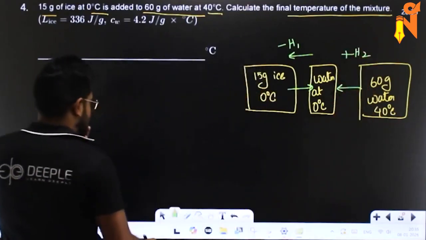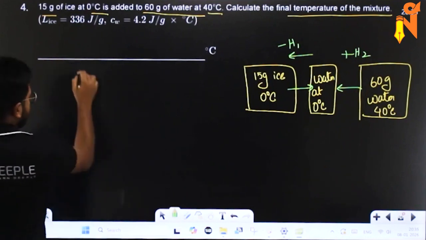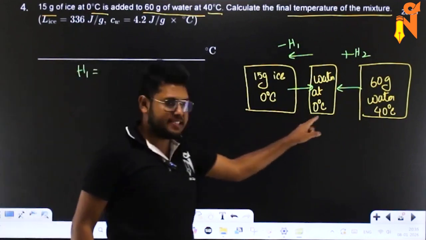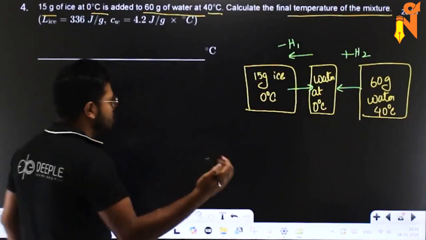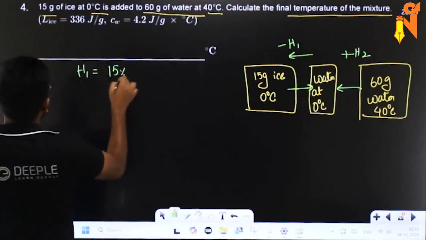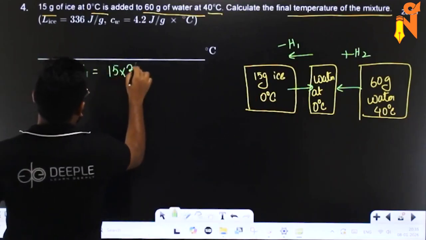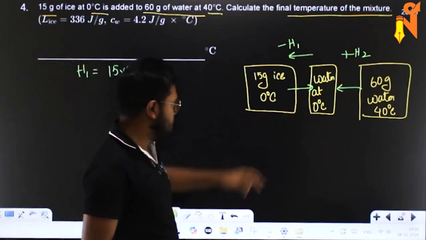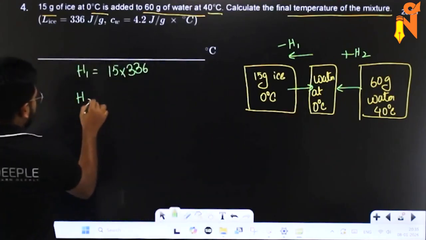So how much is H1 and H2? Let us calculate that first of all. H1 is going to be, since the temperature is the same and only a phase transition is happening, mL. So 15 into latent heat, how much is that? 336. Yeah, that is the stuff. And the other one, H2, is how much?